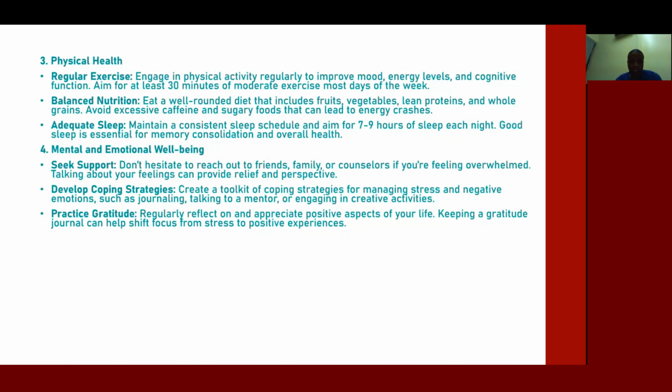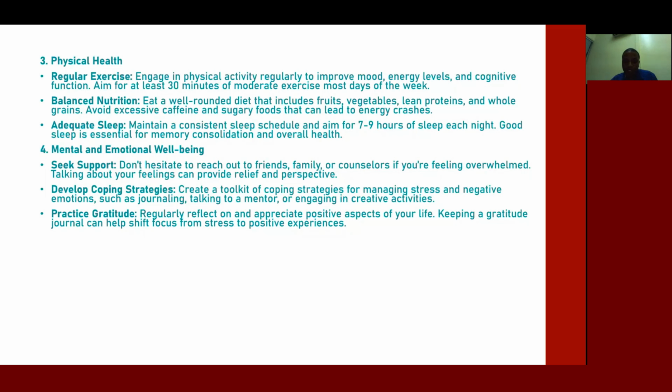There's physical health that can also boost us. One is regular exercise. You can engage in physical activities to improve your mood, energy levels, and cognitive functions, and you can aim for at least even 30 minutes of moderate exercise, if you're doing it maybe weekly or maybe every day. There's balanced nutrition. Remember, your brain is also consuming a lot of energy. You have to ensure that you also feed it.